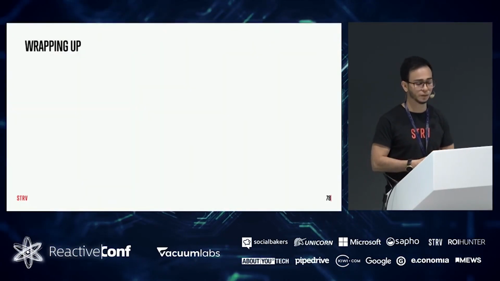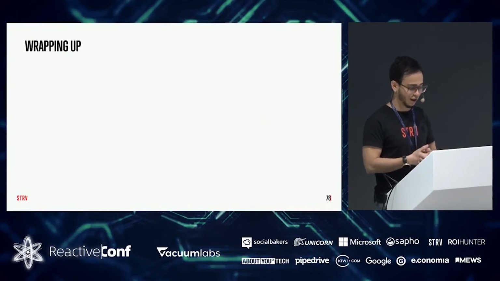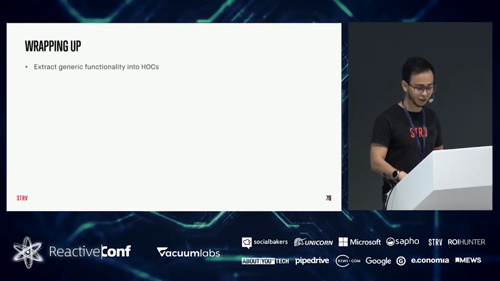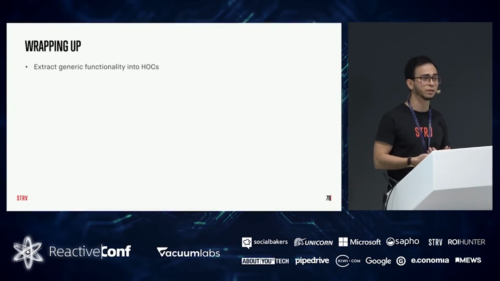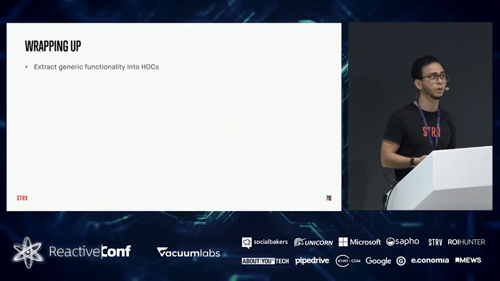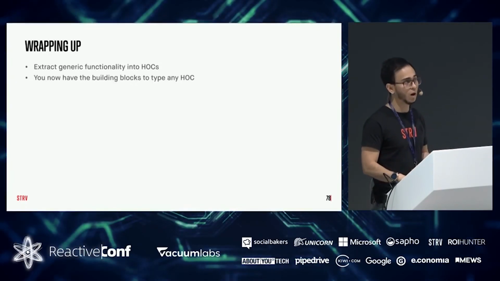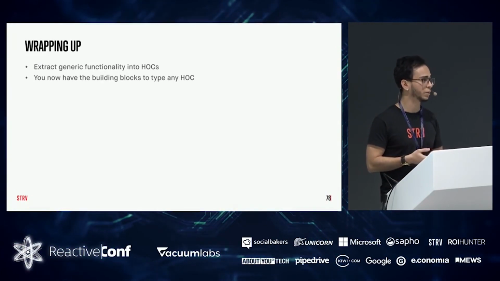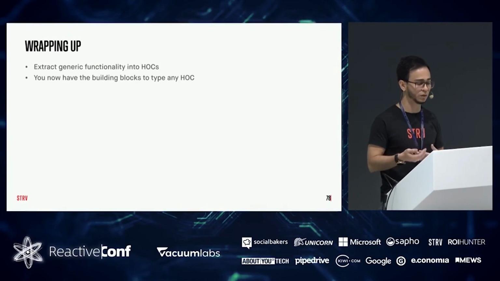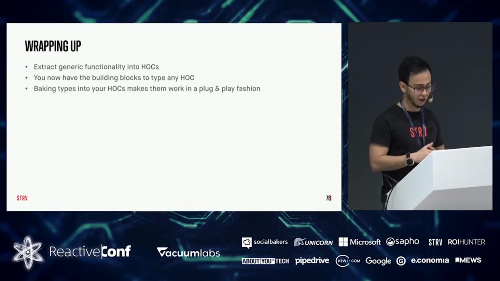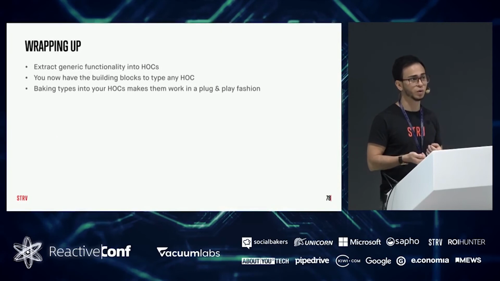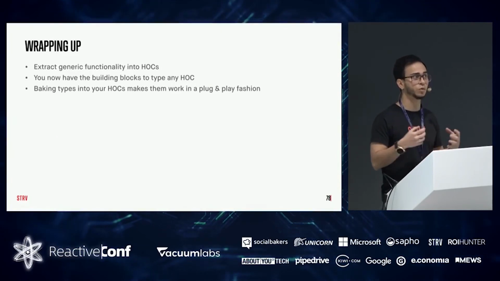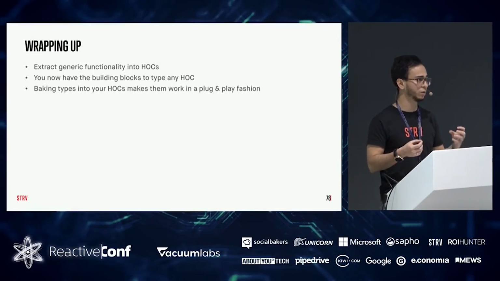So wrapping up, HOCs are still valid, so extract all generic functionality you can into higher order components. Now you know the building blocks to type your higher order components, so please do so. And just remember, if we use type inference, we'll bake the types directly into a higher order component.